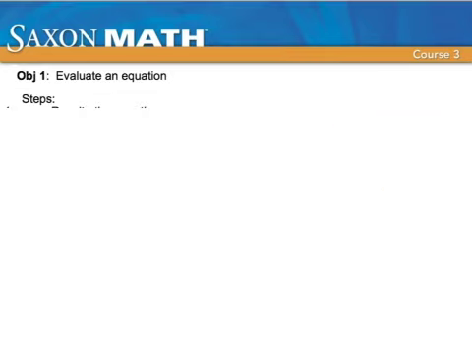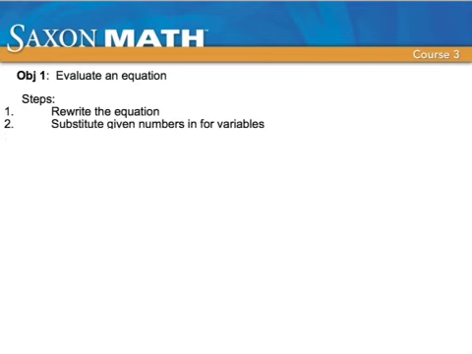Objective 1 is to evaluate an equation. Now we got steps. The first step is to rewrite the equation. So I want you to write down whatever equation they give you exactly as it looks when they give it to you. Step 2 is to substitute given numbers in for variables.